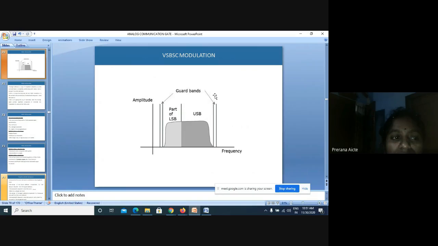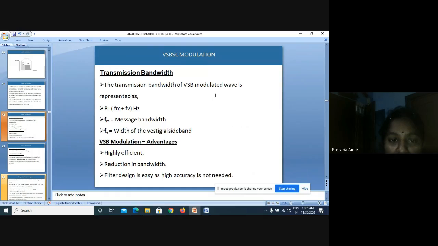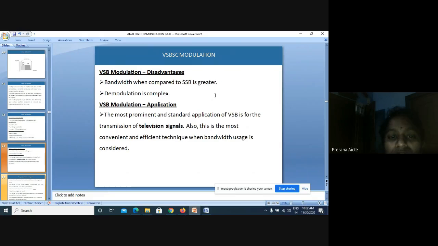Next, VSBSC. VSB is vestigial sideband. So we'll have one complete sideband, and then part of the other sideband. That modulation technique is nothing but VSBSC. The transmission bandwidth required, B, will be equal to fm plus fv, where fv is the width of your vestigial sideband. This VSB is highly efficient in bandwidth reduction. Filter design is easy as high accuracy is not needed. So we basically make use of this VSB in our telecommunication, like television.